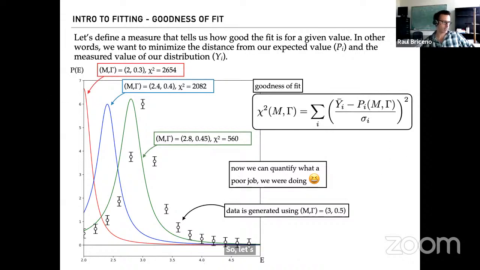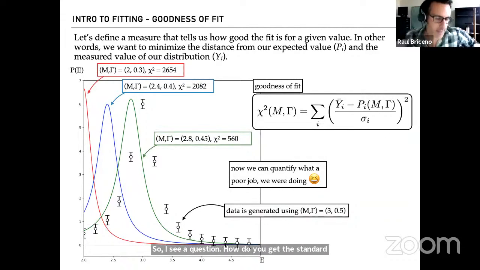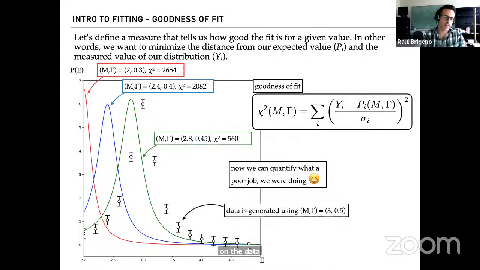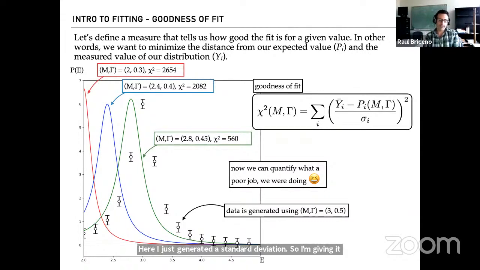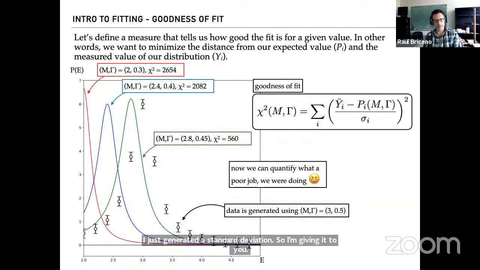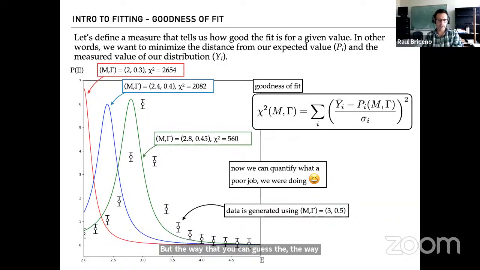I see a question. How do you get the standard deviation of the data? Well, in this case, it depends on the data. Here, I just generated a standard deviation, so I'm giving it to you. But the way that you can measure the uncertainty in general is, you have some distribution for a number of events, and it depends.